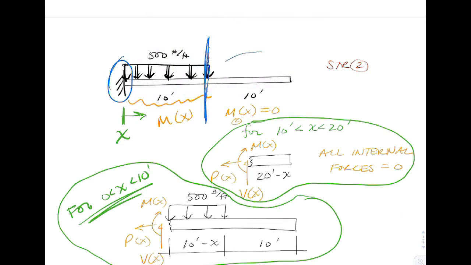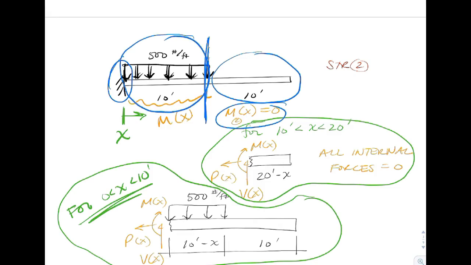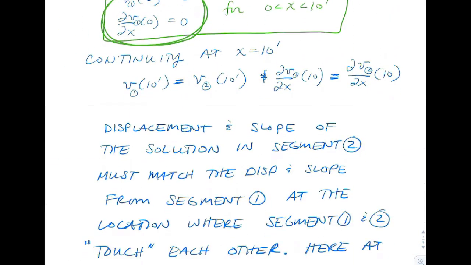Now beyond 10 feet, we know the internal moment, but we actually don't know any boundary conditions just by looking at the picture. But we actually do know them once we've solved for the beam equation over the first 10 feet. We know that the deflection at 10 feet on the left would have to be the same as on the right. And it would also have to be true for the slope. And those are called continuity conditions.